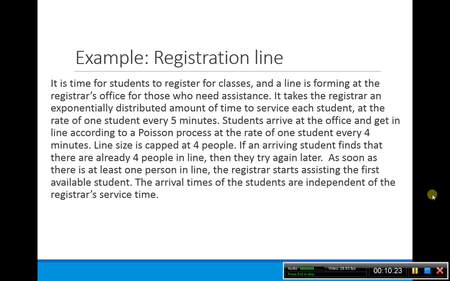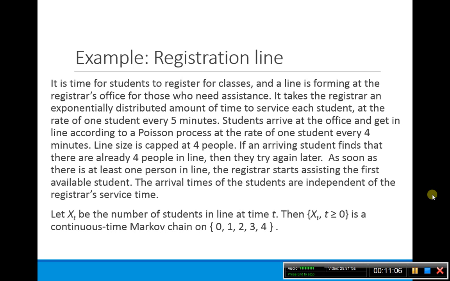Okay, so here's an example of a registration line at a college, and this is going to be a really small registration line. Assume there's only one registrar, there for people who need assistance. The registrar can service students at a rate of 1 student every 5 minutes, and students arrive according to a process at a rate of 1 student every 4 minutes. We assume that there cannot be a line longer than 4 people, so if there are 4 people in line, the student walks away and tries again later, and as soon as there is 1 person in line, the registrar starts working. Again, we assume all the arrival times are independent of the service times.